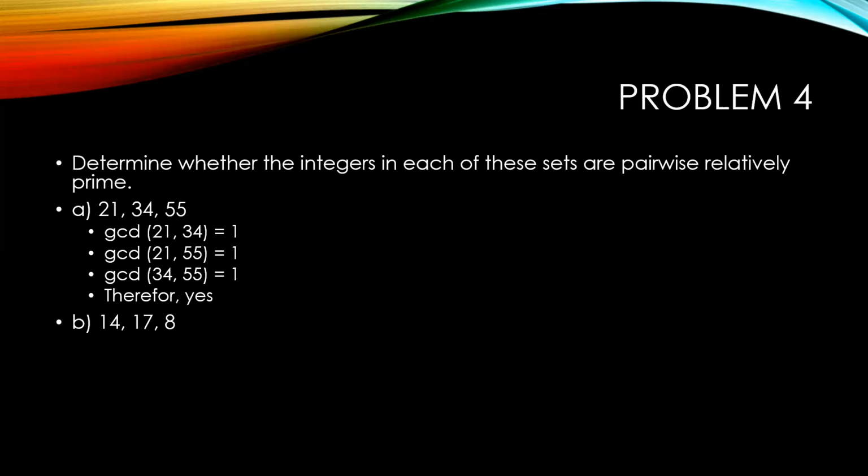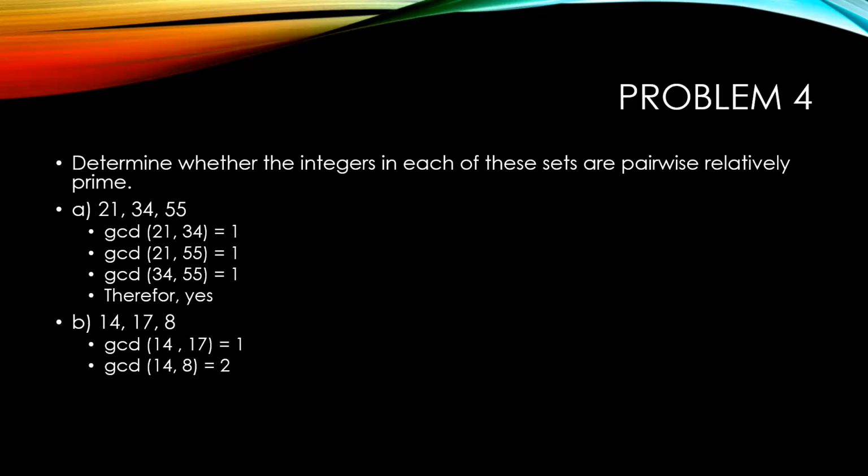But for 14, 17, 8, the pairs will be 14 and 17, 14 and 8, 17 and 8. So 14 and 17 yields a GCD of 1. How about 14 and 8? It yields 2, which is the greatest common divisor between 14 and 8. Since this is not equal to 1, we may not check 17 and 8, since it already failed.